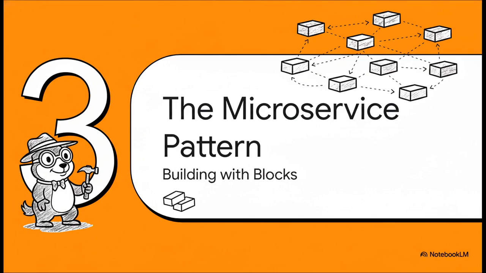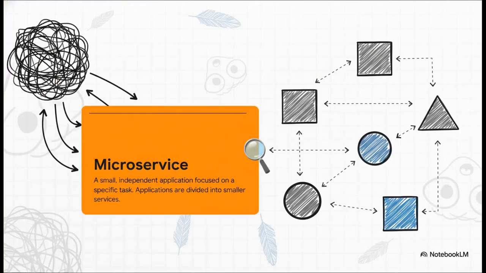Okay, so we've got our tool, Go. Now let's look at the architectural blueprint that it's so perfect for building, the microservice pattern. The big idea here is actually pretty simple, but it's incredibly powerful. Instead of building one giant application where everything is all tangled up together, we call that a monolith, you build a bunch of small, independent services that all work together. Think of it like building with Legos. Each one does one specific thing and does it really, really well.